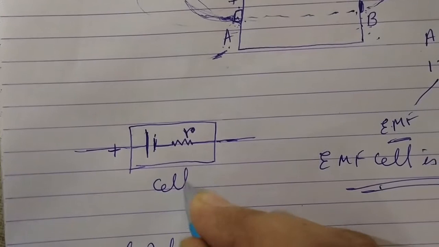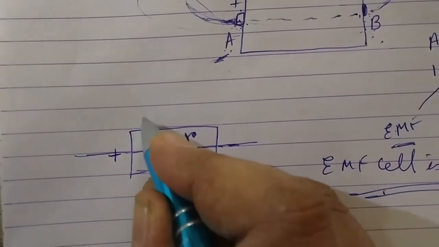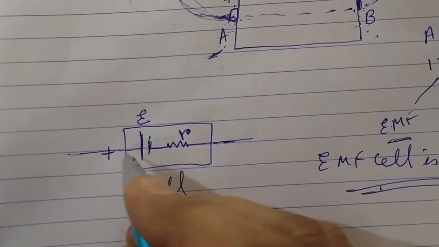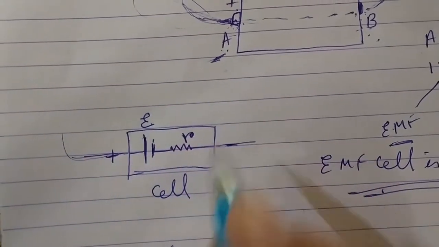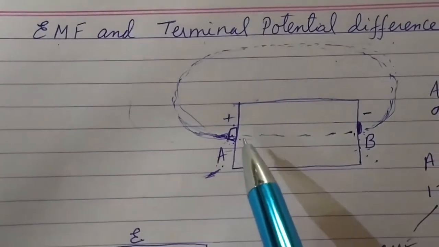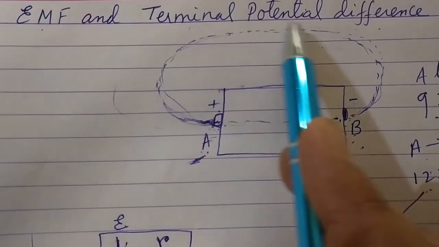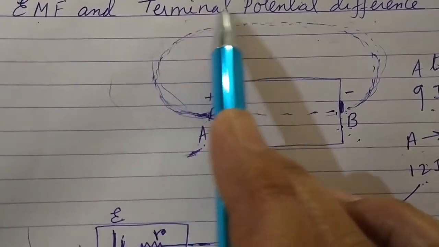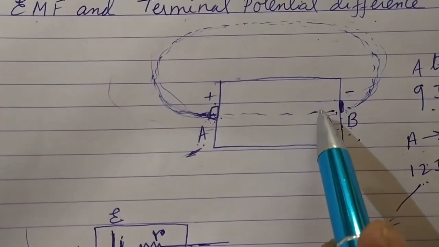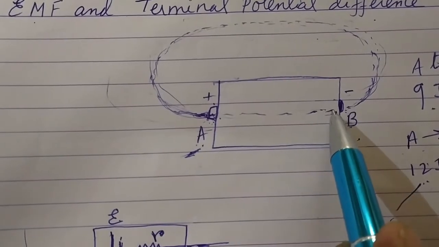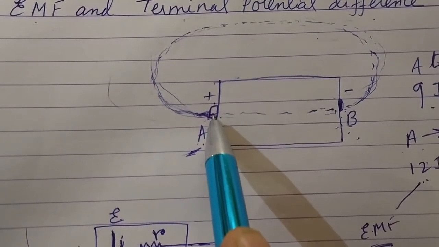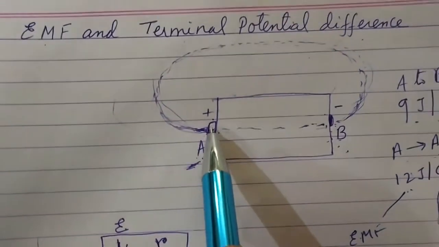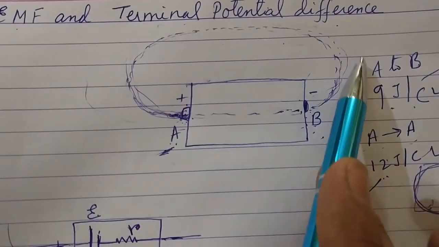This is our cell. This is known as EMF of the cell and this is internal resistance. Outside the cell, the current is flowing from positive terminal to negative terminal, but inside the cell current is flowing from negative to positive. So this is our outside the cell.